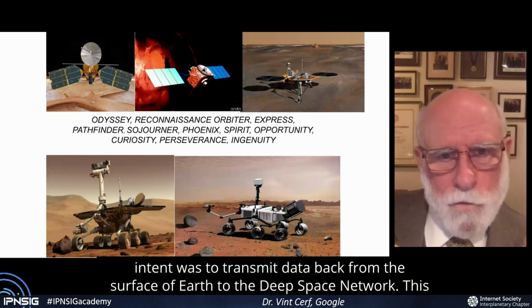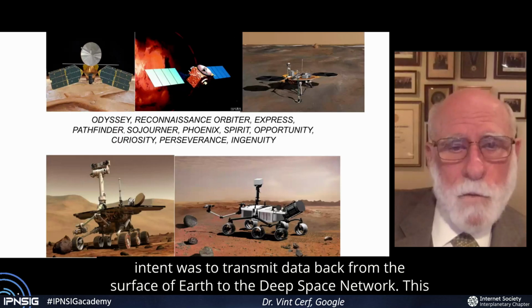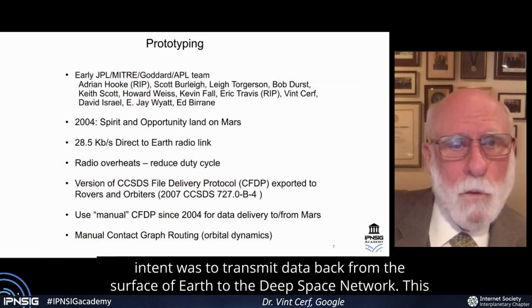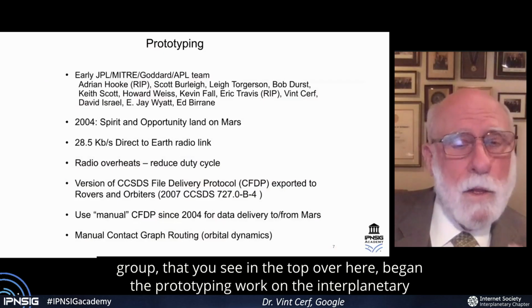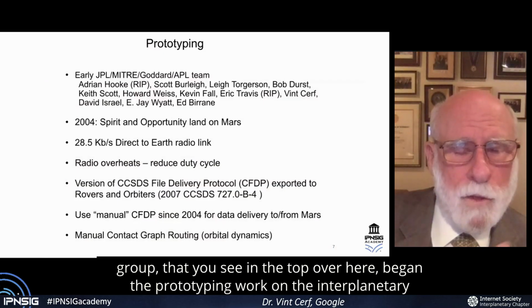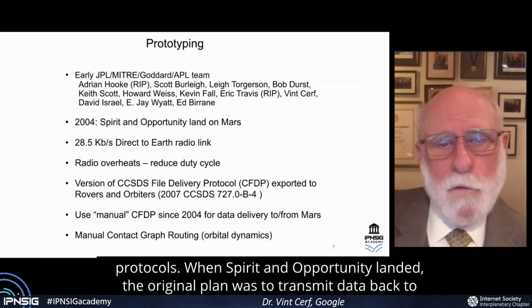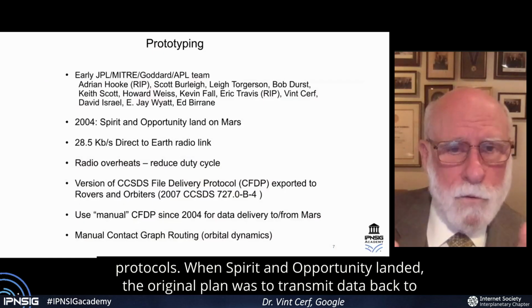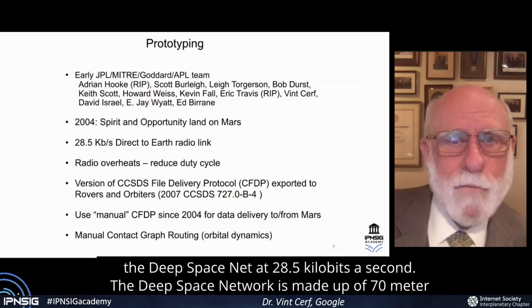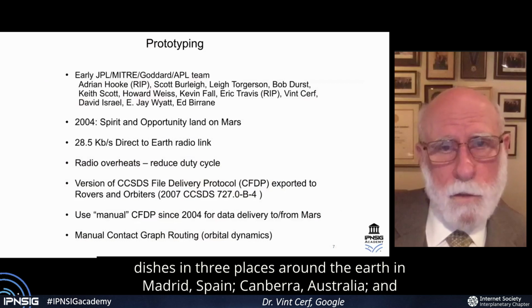And the intent was to transmit data back from the surface of Earth to the Deep Space Network. And so this group that you see at the top bullet here began the prototyping work on the interplanetary protocols. And when Spirit and Opportunity landed, the original plan was to transmit data back to the Deep Space Net at 28.5 kilobits a second.